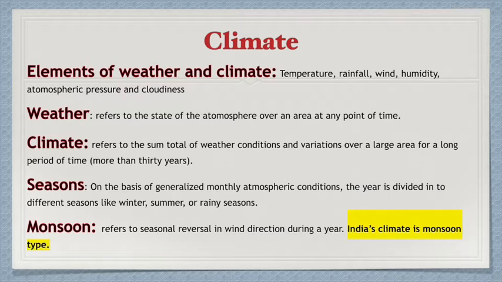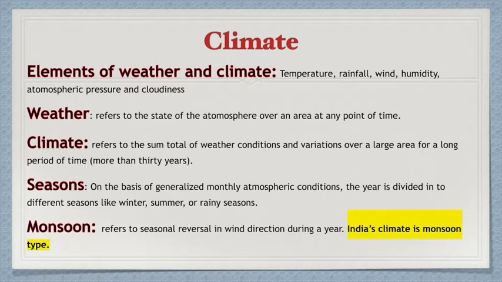Temperature, rainfall, wind, humidity, atmospheric pressure and cloudiness. These are all the elements to measure weather and climate. Then what is the weather? Weather refers to the state of atmosphere over an area at any given point of time. How the atmospheric conditions vary over an area at a particular point of time is called weather.